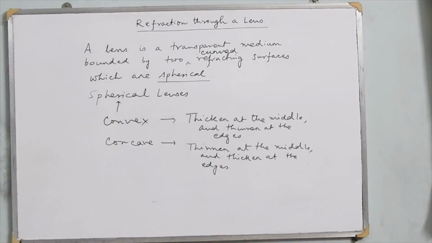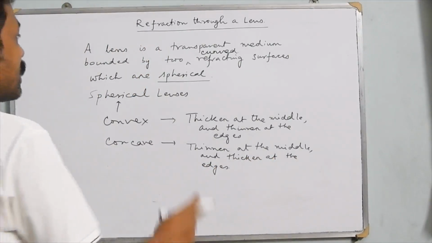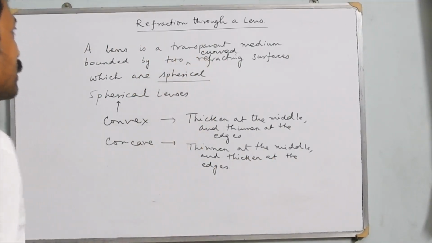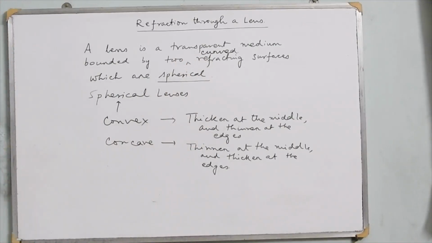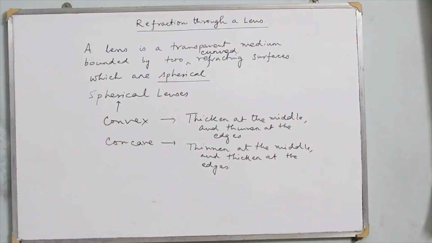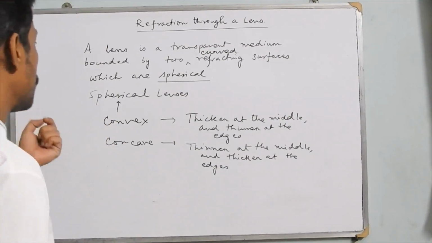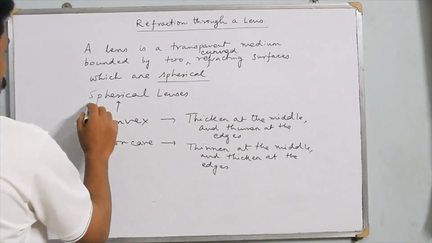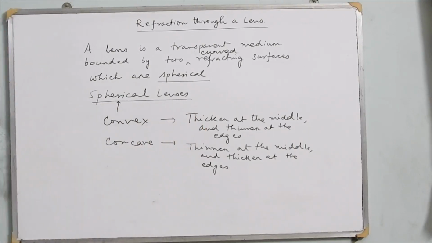Though we are dealing with spherical lenses, it is not necessary that both the refracting surfaces will be curved. It is quite possible that one refracting surface will be curved and another refracting surface will be plane. In those cases, the lens might be called a plano-convex lens or a plano-concave lens. But for the time being, we are discussing spherical lenses on the basis of whether they are convex or concave.